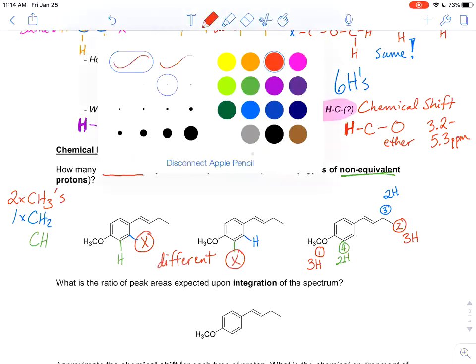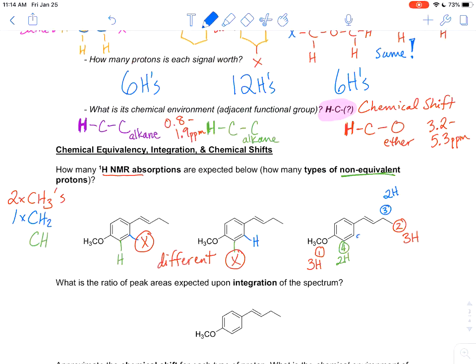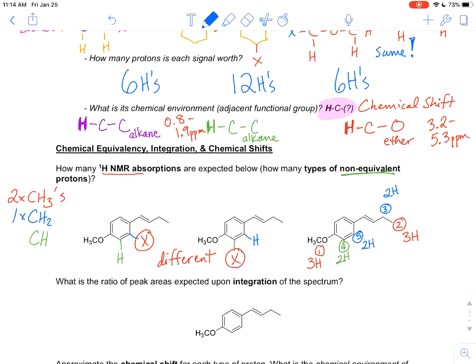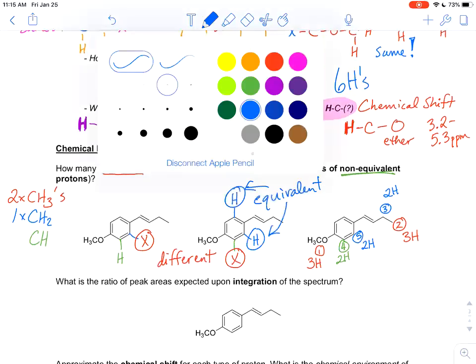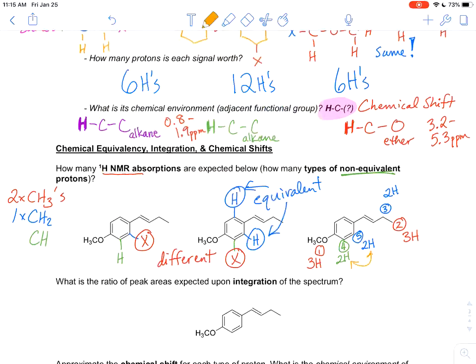Because those two are different, we then call this set of CHs a new non-equivalent signal. It accounts for 2 hydrogens because we do have equivalent hydrogens, right? So these guys are equivalent to each other, but these 2 sets of hydrogens are non-equivalent, meaning they do not have the same chemical environment, so they'll be showing their own unique signals in the NMR spectrum.